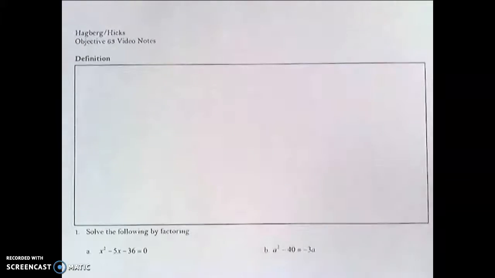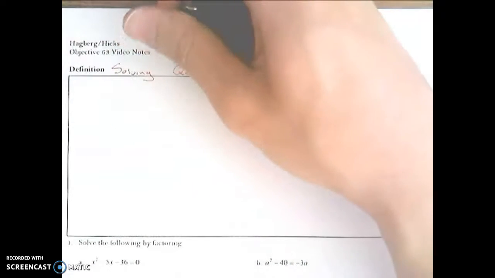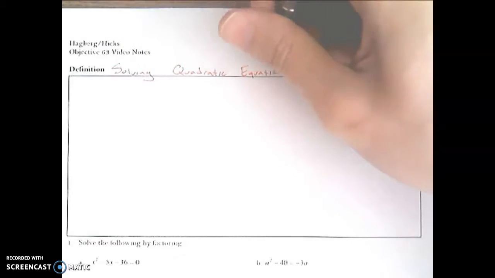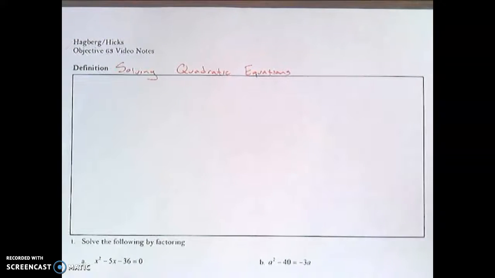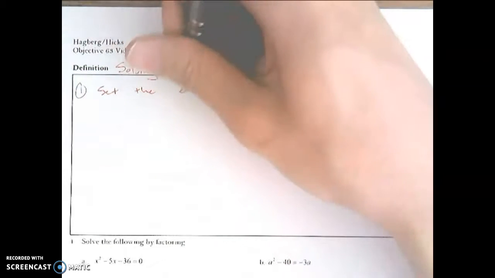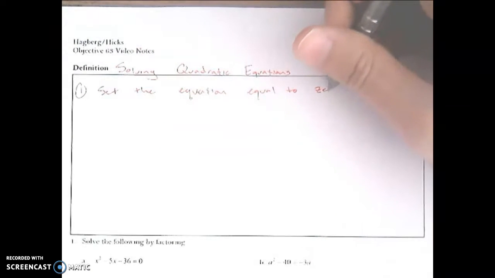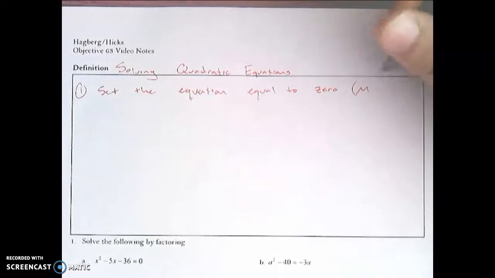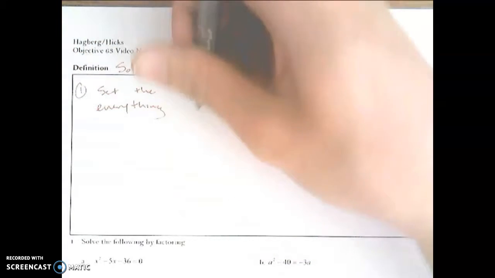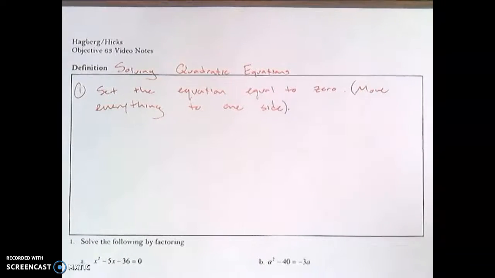Okay, so let's start by talking about solving quadratic equations. In order to solve quadratic equations, the first thing that we need to do is set the equation equal to 0. And I'll put in parentheses, we want to move everything to one side. So move everything to one side.